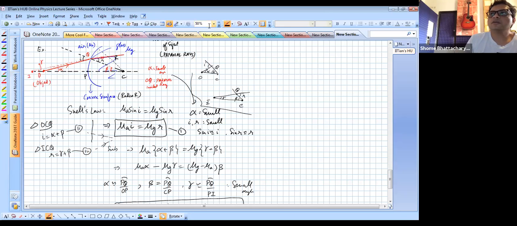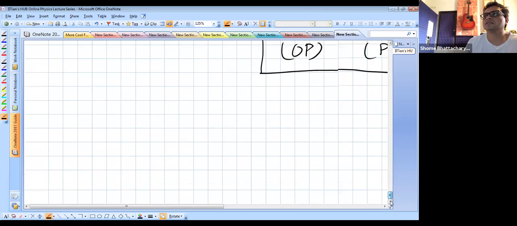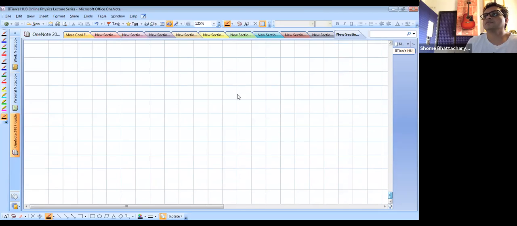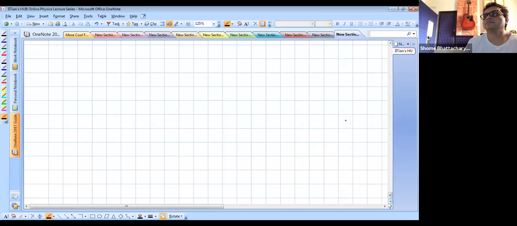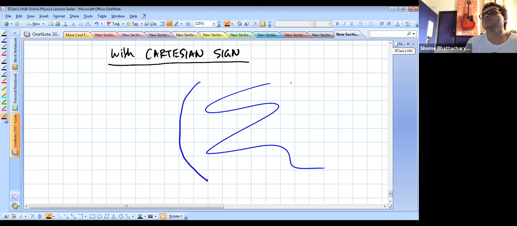Okay, people, so this is clear. Now, next thing we'll do is we'll incorporate Cartesian sign convention in this and generalize this. So with Cartesian sign convention, this case actually becomes like this. Suppose this medium is mu2. I'm generalizing it further. This medium is mu1. In this case, this is of course air and that is glass.